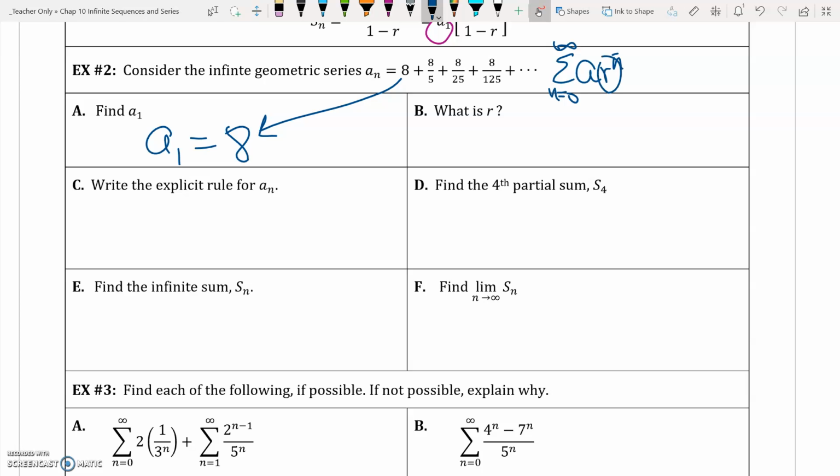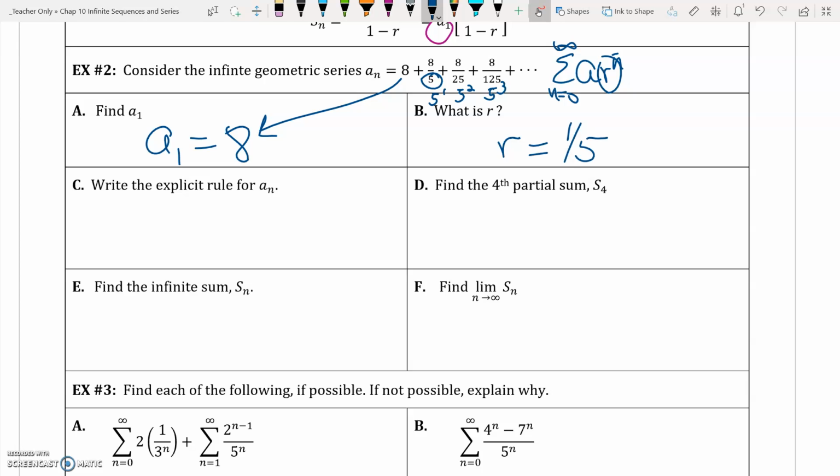So we have to see what we're multiplying by. We need some r here. Every time we have 5 to the first power, and then 5 to the second power, 5 to the third power. So our r is going to be 1/5, because that 5 is always in the denominator. So r is going to be 1/5.